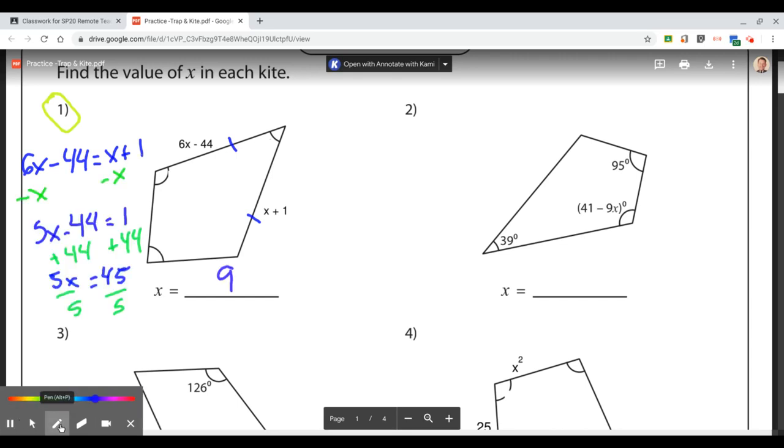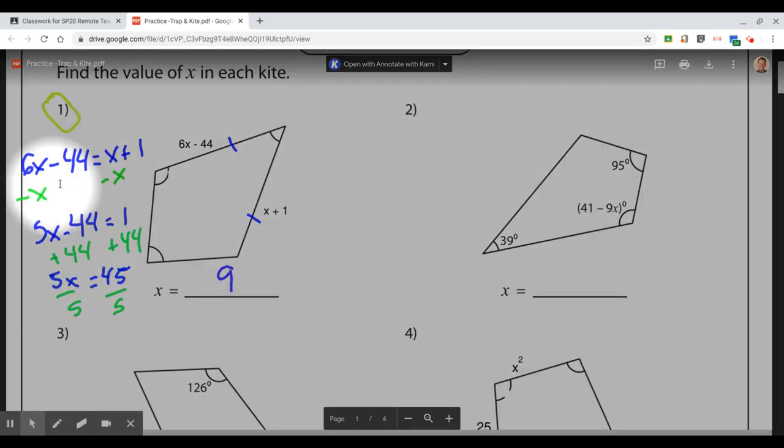All right, guys, we're looking a little closer to this. Let's see here. So you subtract x from each side, which you're going to get 5x minus 44 equals 1. Then you're going to add 44 to each side to get 5x equals 45. To get x all by itself, x equals 9. And that's how we solve number 1.